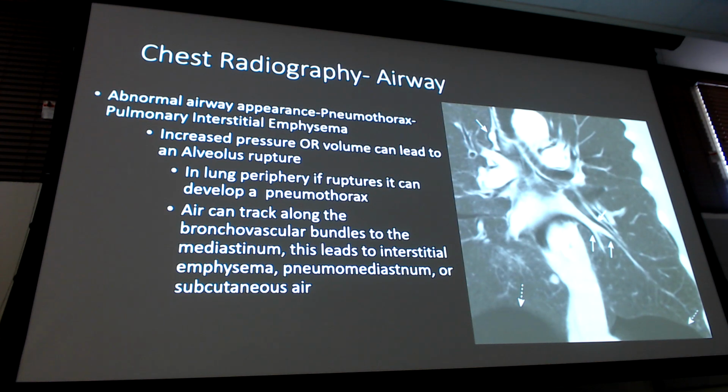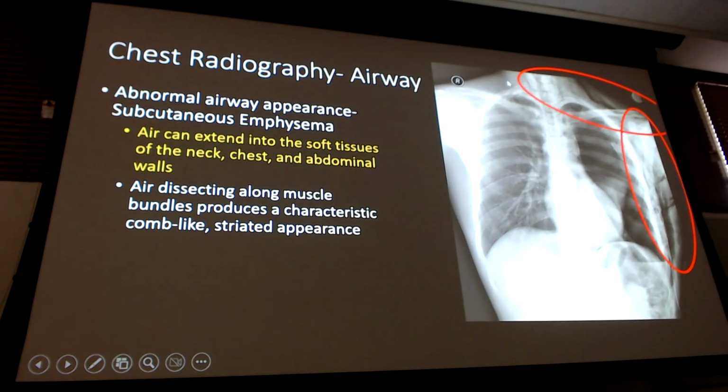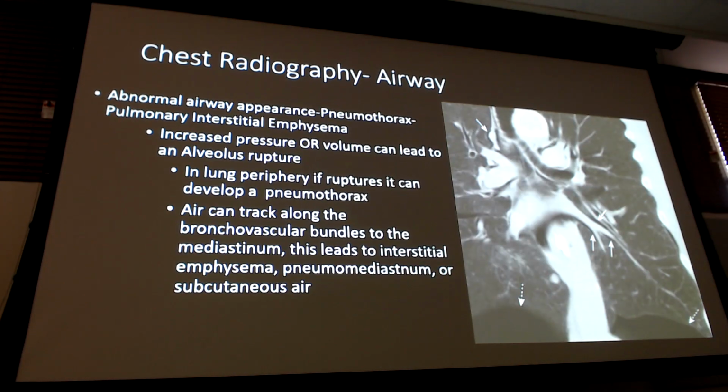You don't necessarily need to do contrast to do this. It just happens to be this image. Pulmonary interstitial emphysema, CT. Okay. X-ray is not going to see this. It doesn't want to change pictures. There we go. Okay. So yeah, there's that.